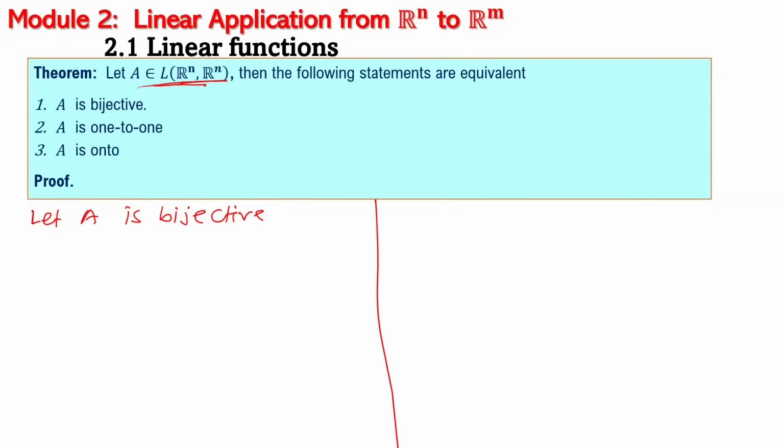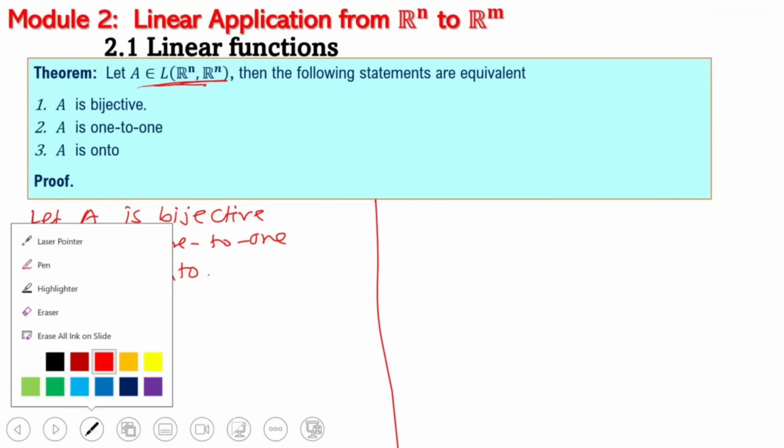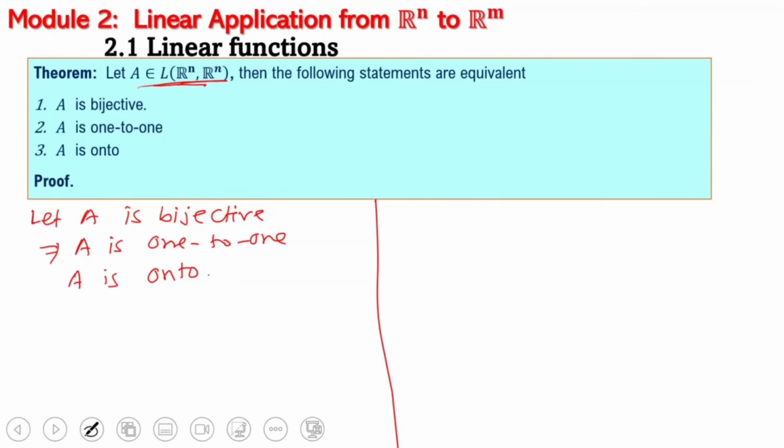So if A is bijective, this implies A is 1 to 1 and A is also onto. So this is true: if they are bijective, then both hold. Now the next important thing is, if A is 1 to 1, then what will happen?